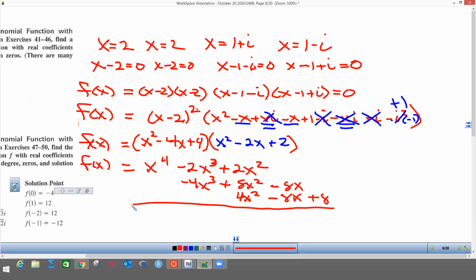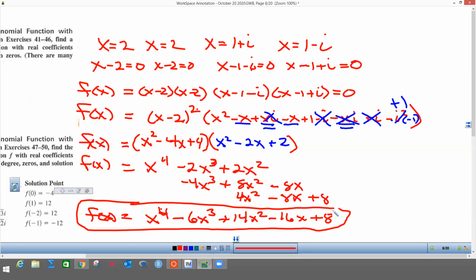Now I'm going to add up these like terms. So x to the 4th is the only one. Negative 2 and negative 4x cubes give me negative 6x cubes. 2 and 8 give me 10, plus 4 gives me 14x squareds. Negative 8 and negative 8 is negative 16x, and then plus 8 doesn't have any like terms. And that right there is the function that gives me those 4 zeros up here at the top.